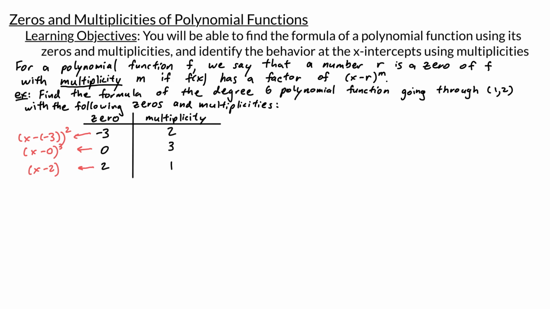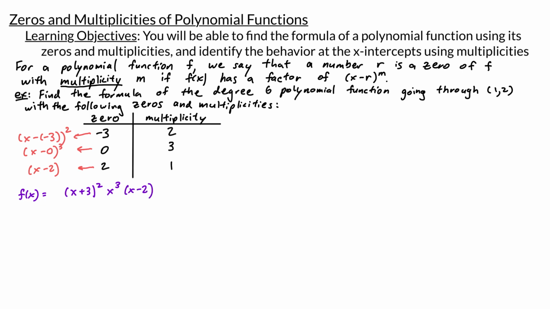Putting all of this together, we know that our polynomial function will look like f of x equals x minus negative 3 squared, which we can write as x plus 3 squared, times x minus 0 cubed. We don't really need the minus 0, so just write x cubed. And then lastly, a factor of x minus 2.